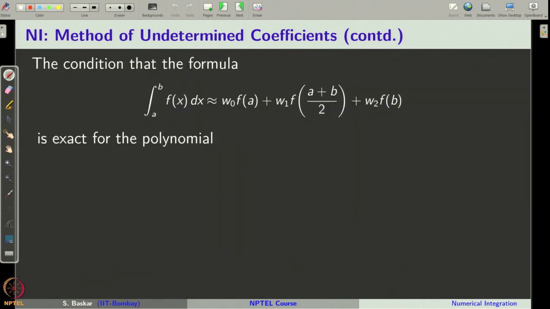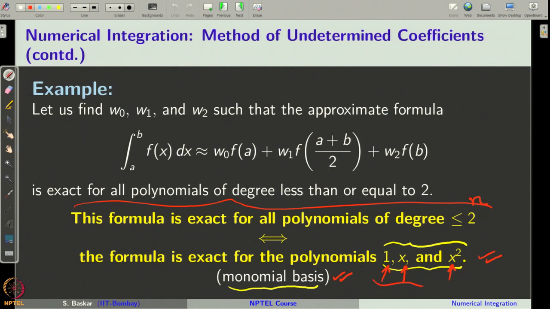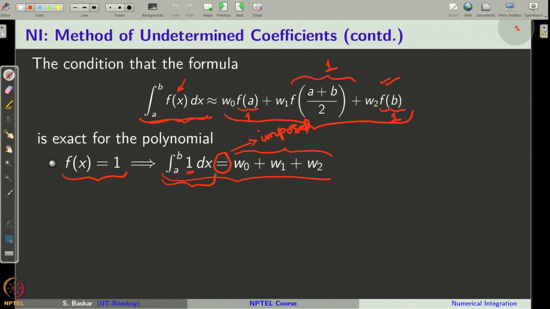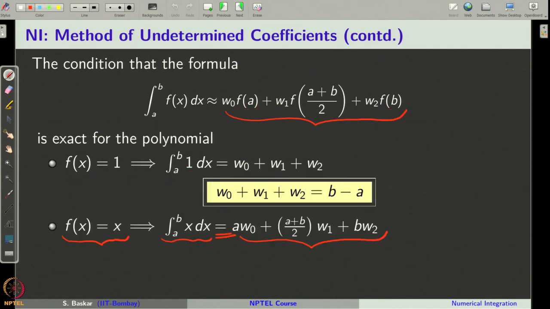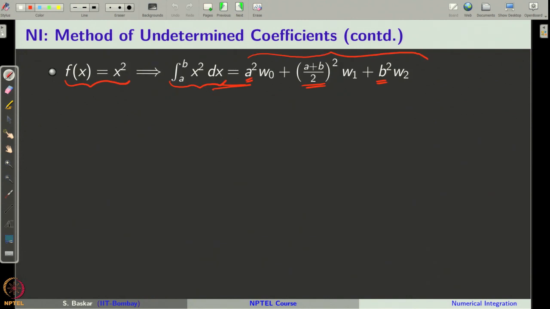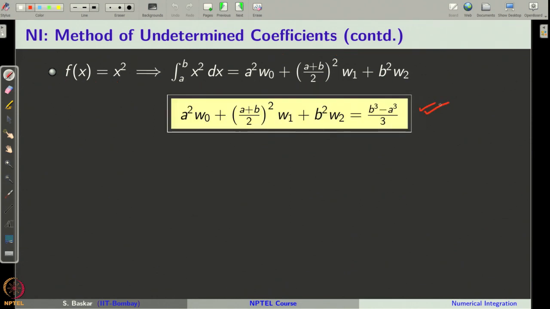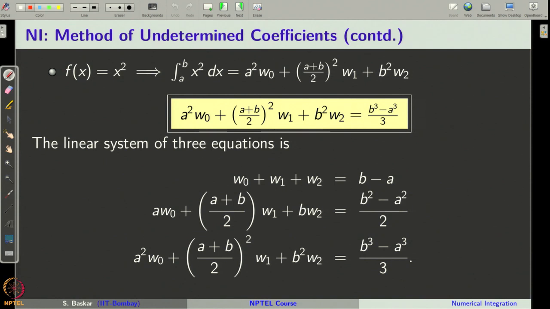Similarly, if n is equal to 3, then you have to impose this condition with 1, x, x square and x cube. Similarly, for any given n, you have to take the monomial basis of that vector space, all polynomials of degree less than or equal to whatever n we give. Then you impose these conditions one by one, that is f of x equal to 1, f of x equal to x, x square, x cube, and so on, up to whatever n you are given. Each case will give you a linear equation, and thereby you will have a linear system of equations.